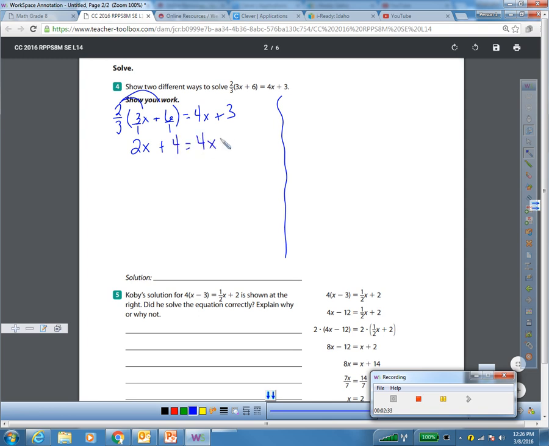And now I'm back to a regular old equation from here. So I'd go ahead and move my variables to one side. And that would give me 2x plus 3. I subtract 3 on both sides. I get 1. My last move, divide by 2. And that leaves me with half. Okay, let's solve it another way.